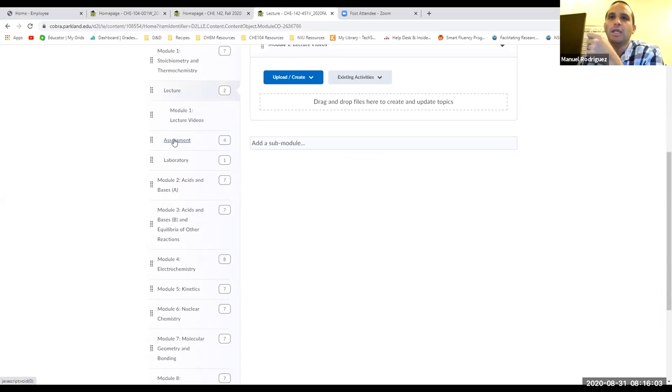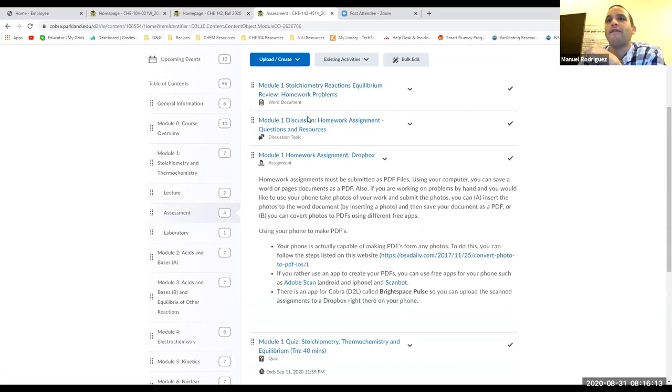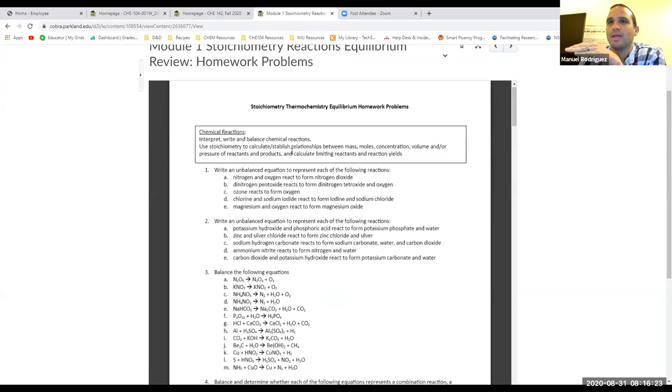So then the assignments come into assessment. And that's actually why I moved here, because I wanted to talk about homework and discussions. Every module will get something that is called homework problems. That will be the first file. So if you click on this, it's gonna bring up a bunch of problems. They're all broken down by objectives. So if you see, I organize everything by objectives.